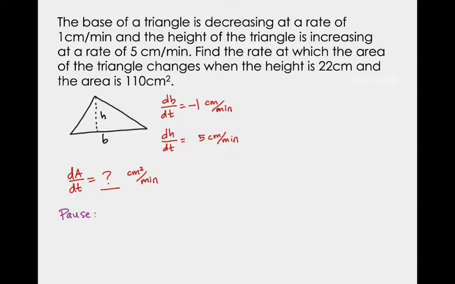So the height is changing. It's not always 22 centimeters, but this is where we're going to hit the pause on the video. The height is 22 centimeters and the area is 110 centimeters squared. So we've got lots of variables floating around here and lots of rates, and we need to write down an equation that would relate all three of them. We've got base, height, and area, so we're going to use the formula for the area of a triangle.